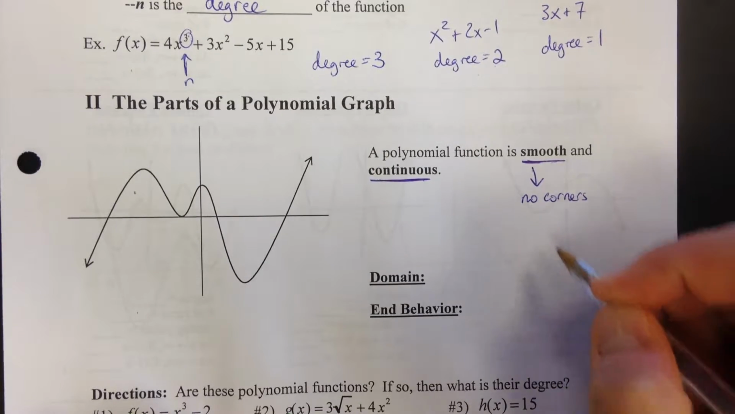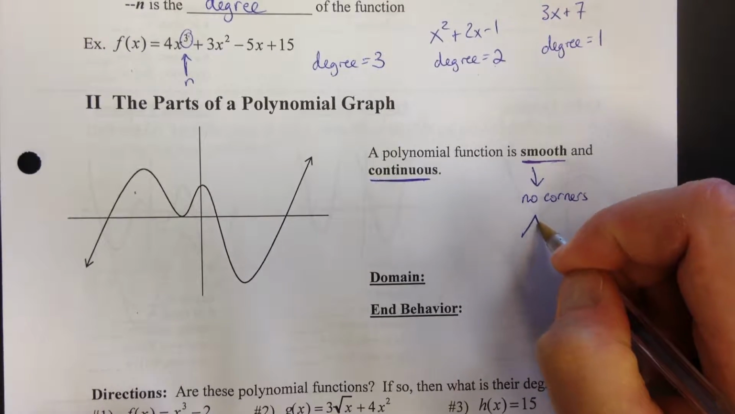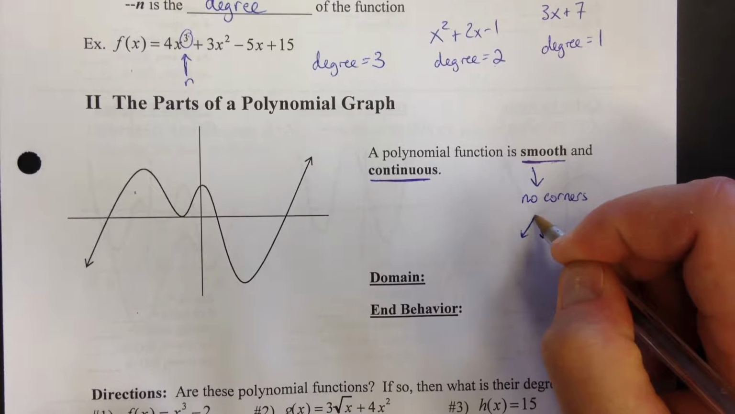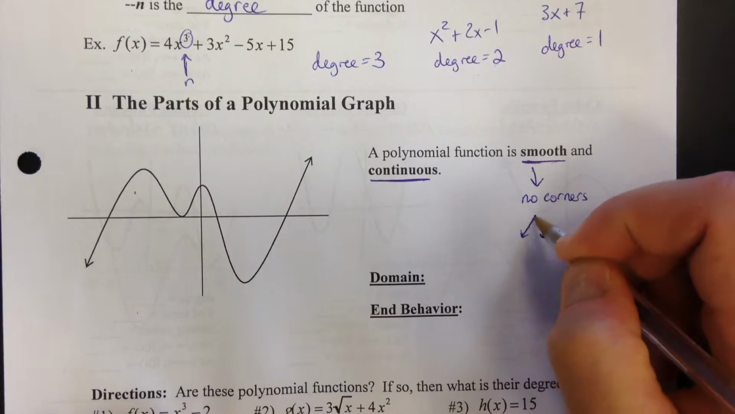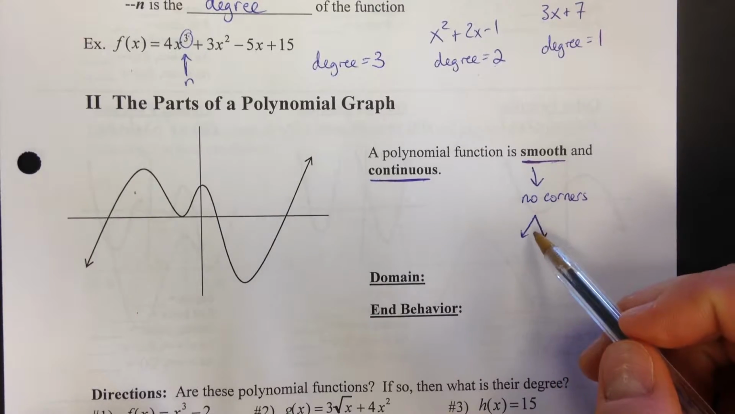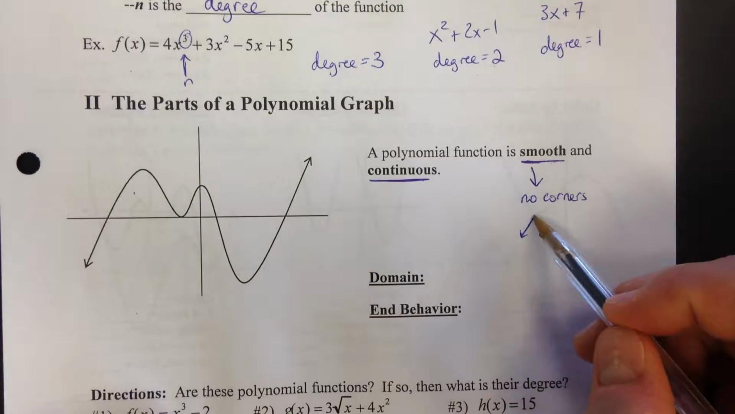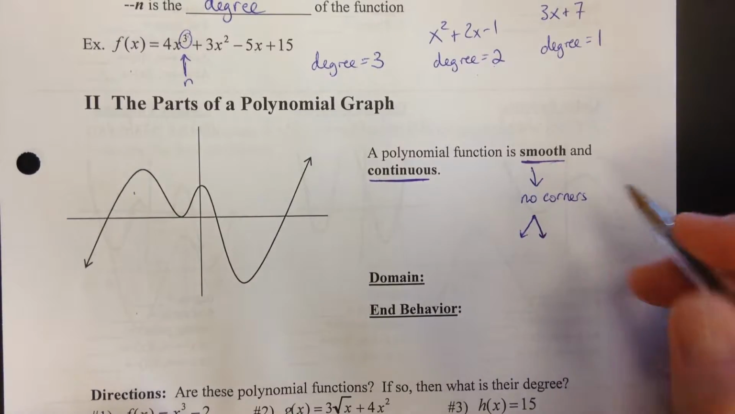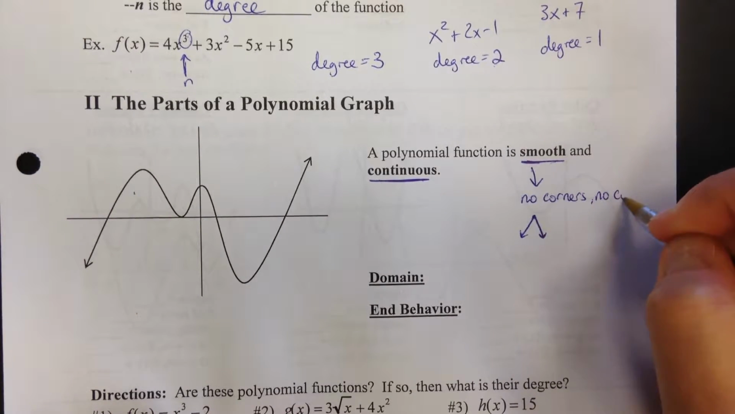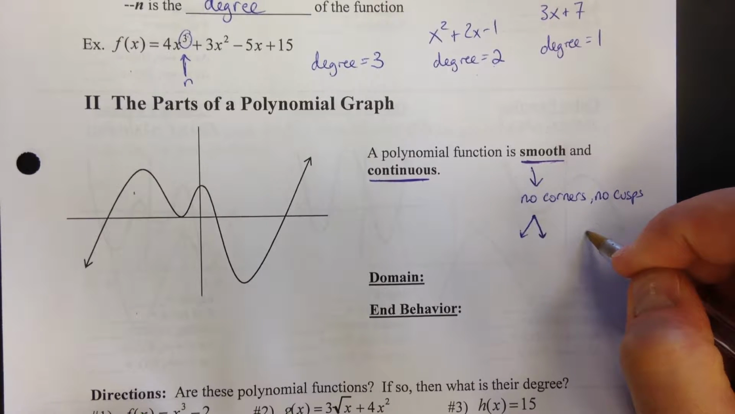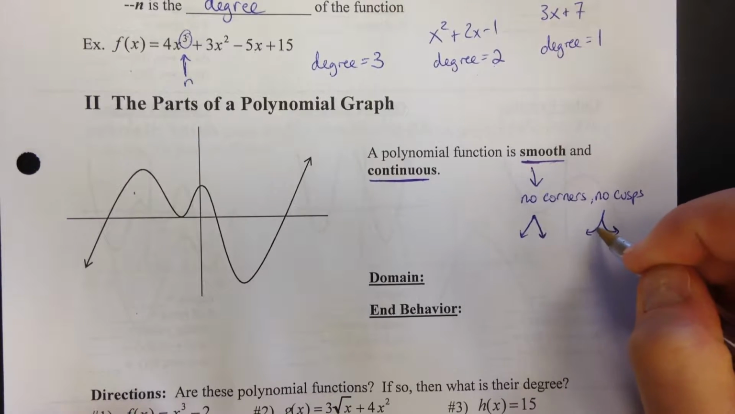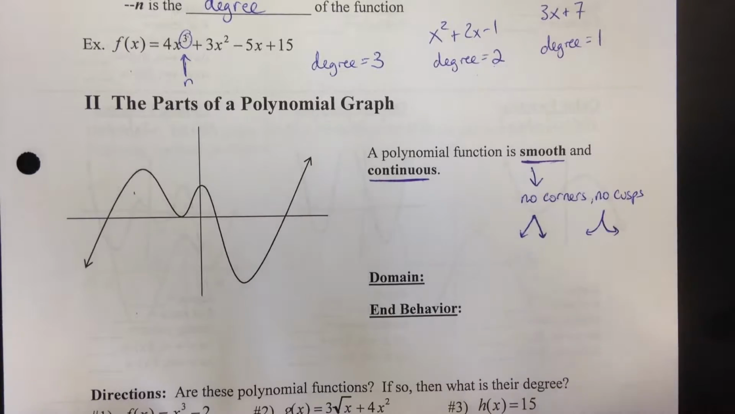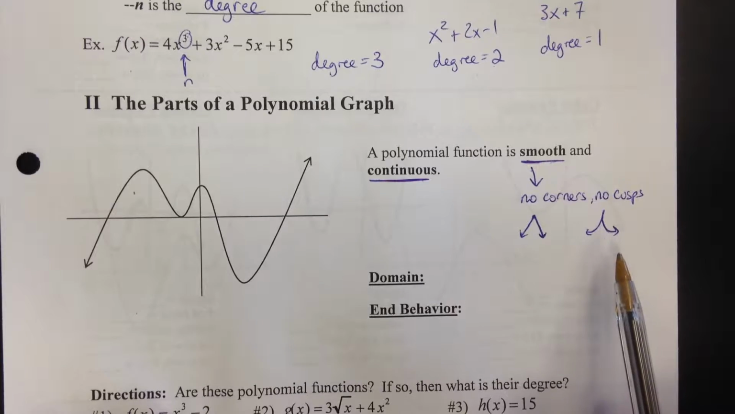No corners. Now a corner would be something like this, where it just hits and it goes back. It's kind of like an absolute value function. Absolute value is not a polynomial because it has a corner right there. And also something called no cusps. A cusp would be where it kind of comes up or down, and then it does one of these. Okay? So those would not be polynomial functions.